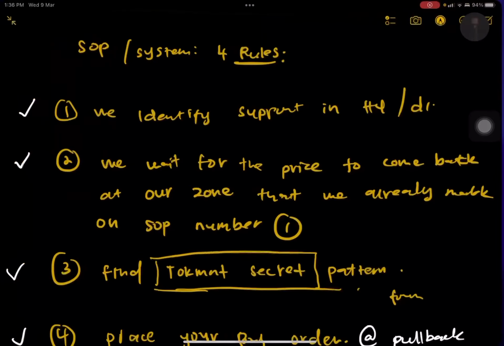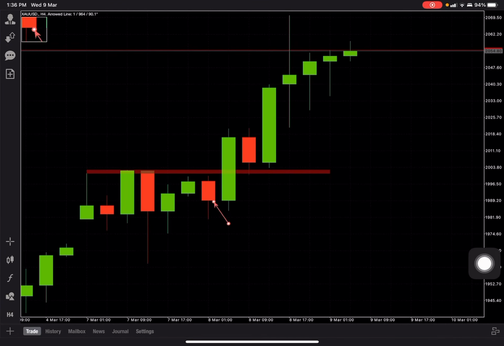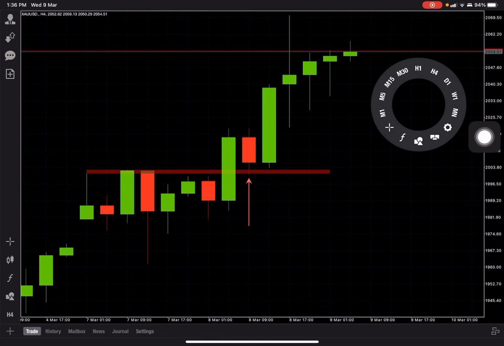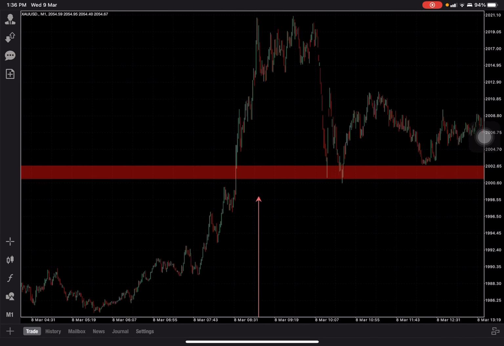Okay, SOP number 2, we wait for the price to come back at our zone that we already marked on SOP number 1. So after the price broke the resistance, we already marked here as a support, we wait for the price to come back at our zone. After the price came to our zone again, first is time frame H4, then we go to time frame M1.